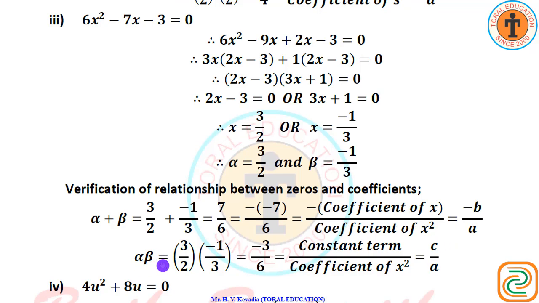Similarly, alpha into beta, that is 3 by 2 and minus 1 by 3 equals to minus 3 by 6, equals to constant term upon coefficient of x square, right? This is constant term. Look at here, minus 3 is constant term, minus 3 upon 6, 6 is coefficient of x square. So c upon a.